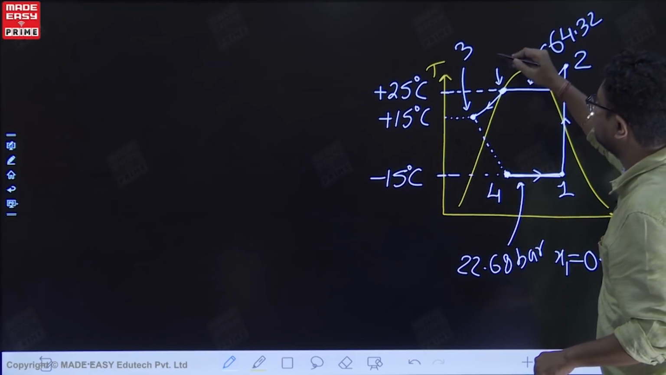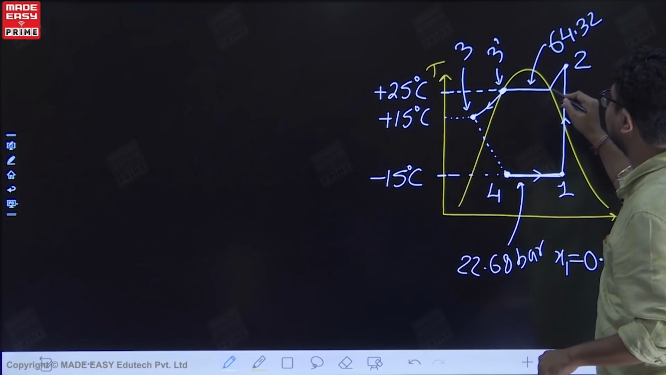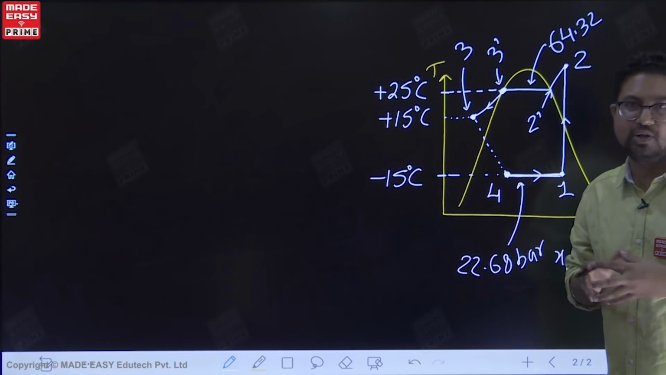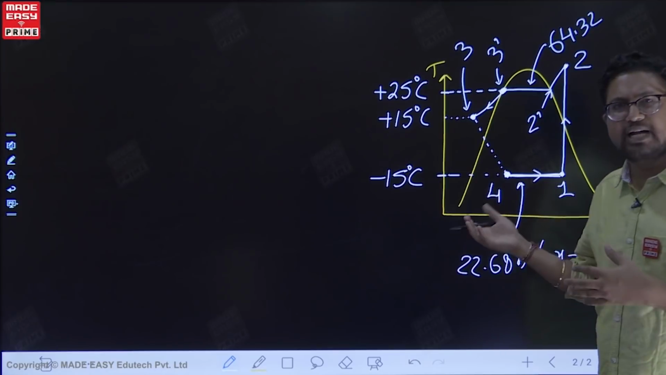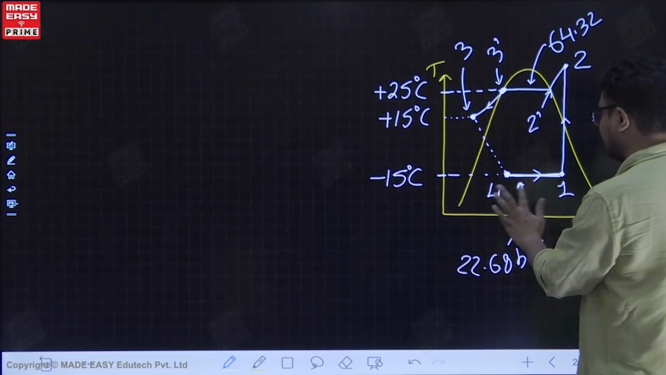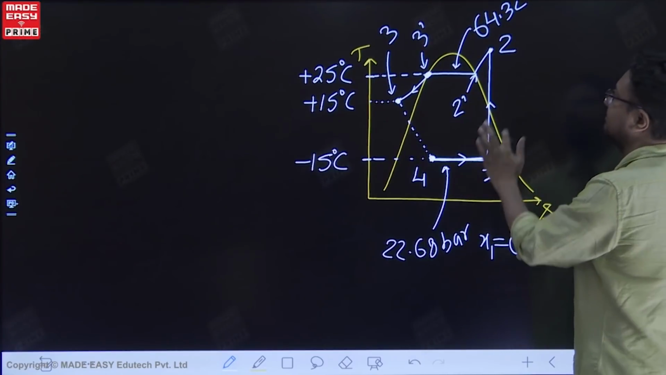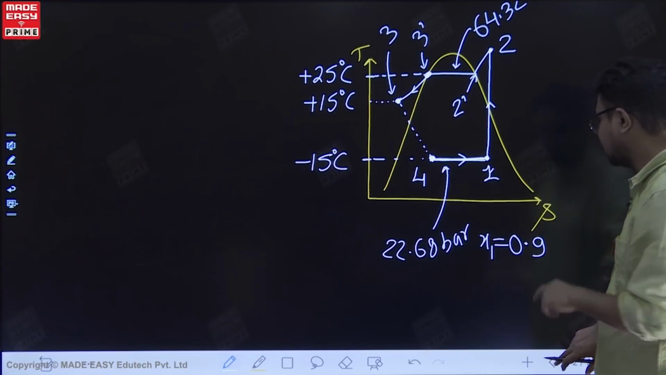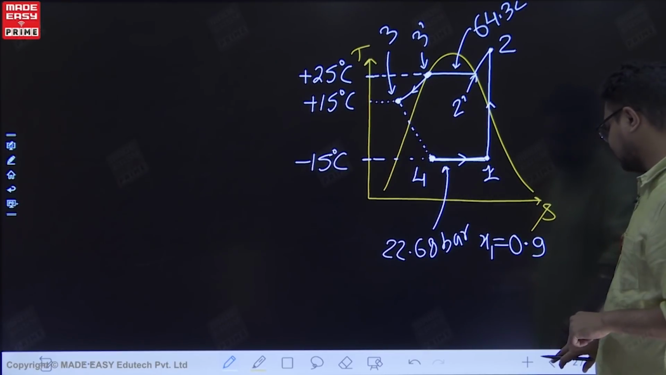This is, let us say, 3 dash, and this is 2 dash. So we should know the enthalpy at all the points. Why should we know that? You will understand when we calculate. But our focus should be calculating the enthalpy at 1, 2, 3 and 4. Now, we will start with 1.